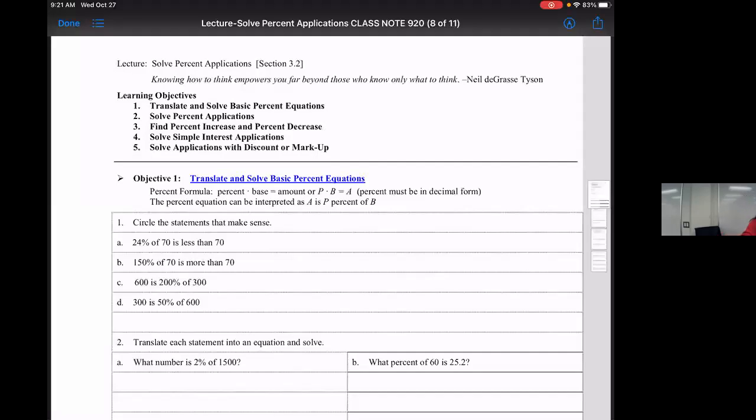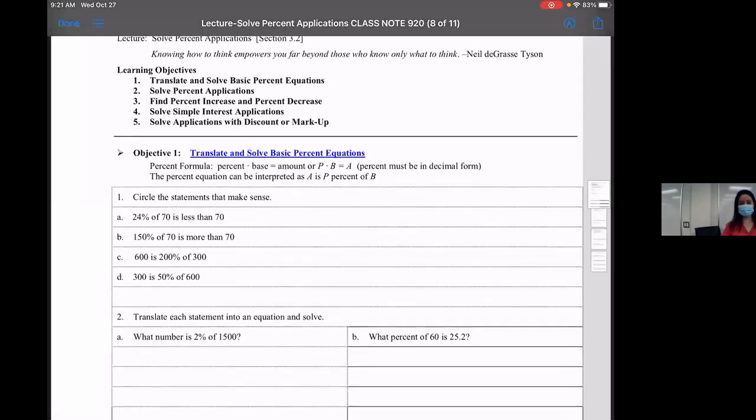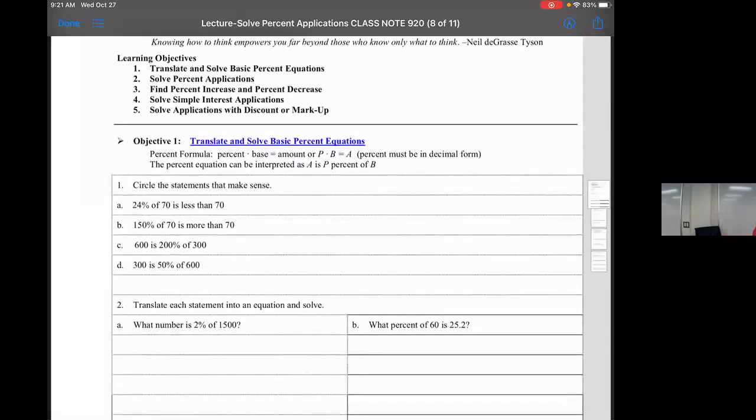Right, so we're going to continue with section 3.2, solving percent applications. For this section, if you like shopping, it's very practical. It's very day-to-day kind of problem solving. So objective one, we're going to translate and solve basic percent problems.